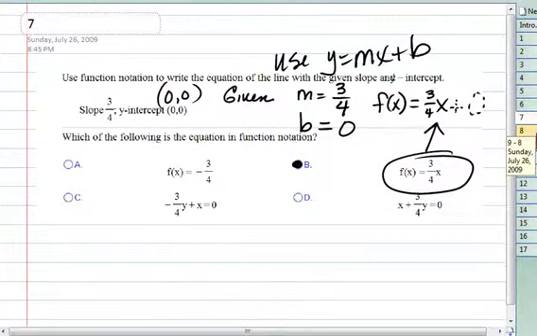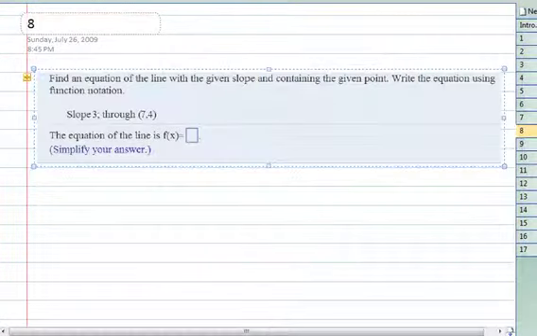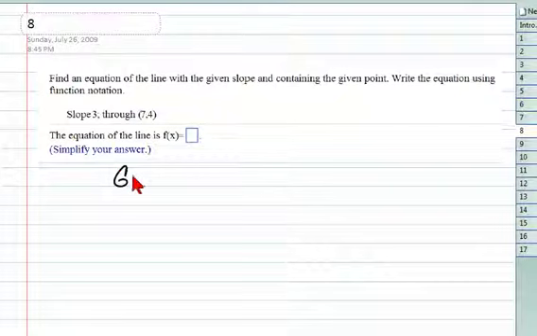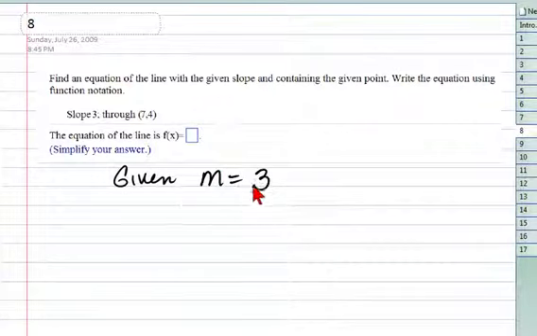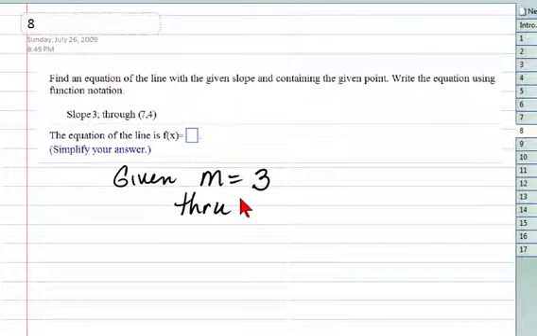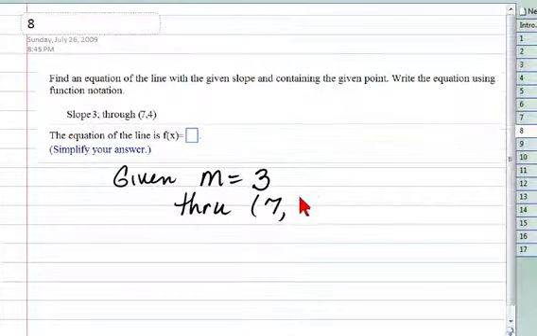Let's look at 8. Find the equation of the line with the given slope. Oh, here we go. Containing the given point. All right. We are given m equals 3, and it goes through, and I do understand that that is not how you spell the word through. It's a short version. 7, 4.